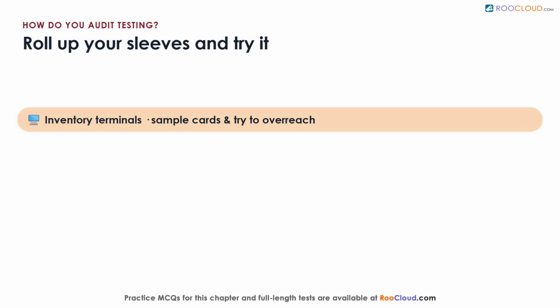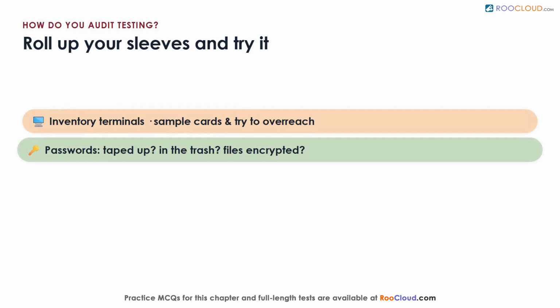How do you actually audit security testing? You roll up your sleeves and try things yourself. Inventory the terminals and match them to the network diagram. Take a sample of access cards and try to overreach. Test passwords. Look for them taped to monitors or tossed in the trash. Check that password files are encrypted and unreadable. Verify accounts lock after bad attempts and log off when idle.